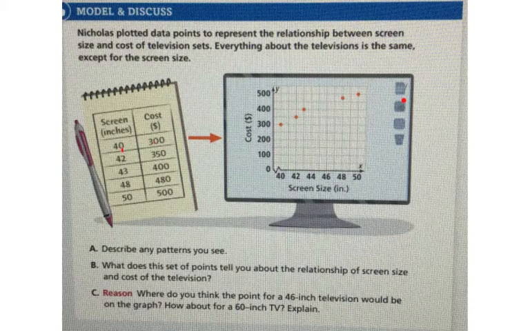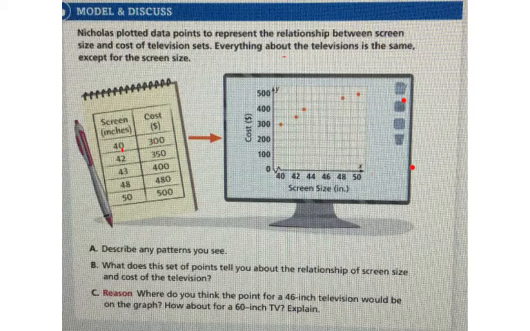So what kind of patterns do you see between that data? As what goes up? So yeah, as the screen size in inches increases, the cost is also increasing. Both are, as we go to the right, the price is increasing. So what does this set of points tell you about the relationship of screen size and cost of the television? We just said it. What would the relationship be? The bigger the screen size, the more it costs, right? It's really that simple, what we're looking at today.